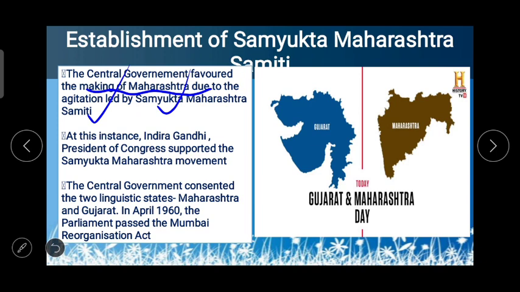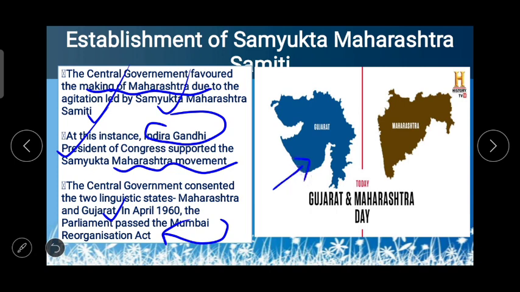At this instance, Indira Gandhi, President of Congress at the time, supported the Samyukta Maharashtra movement. The central government created the two linguistic states Maharashtra and Gujarat. So, in April 1960, the parliament passed the Mumbai Reorganization Act. What was it? Mumbai Reorganization Act, and Maharashtra state was formed on 1st May 1960. Now, here you can see Gujarat and Maharashtra.